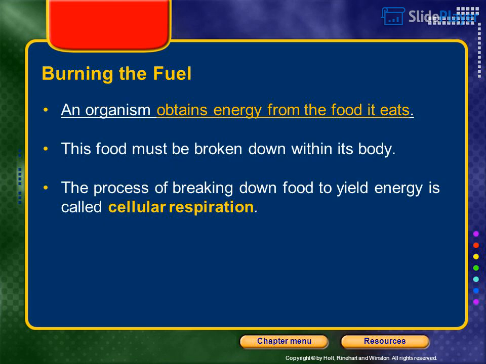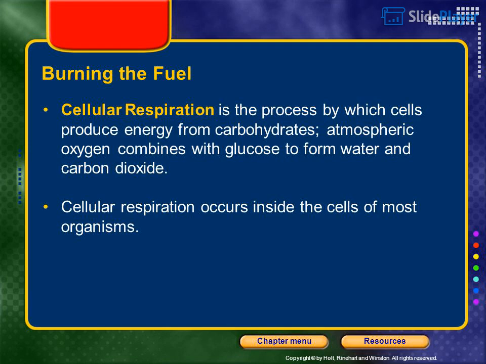Burning the fuel. An organism obtains energy from the food it eats. This food must be broken down within its body. The process of breaking down food to yield energy is called cellular respiration. Cellular respiration is the process by which cells produce energy from carbohydrates. Atmospheric oxygen combines with glucose to form water and carbon dioxide. Cellular respiration occurs inside the cells of most organisms.